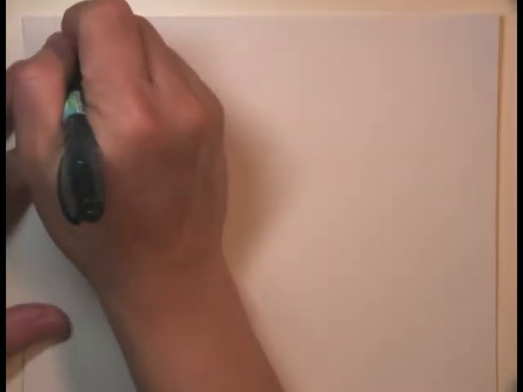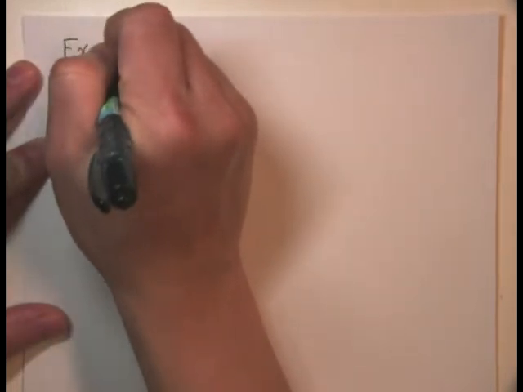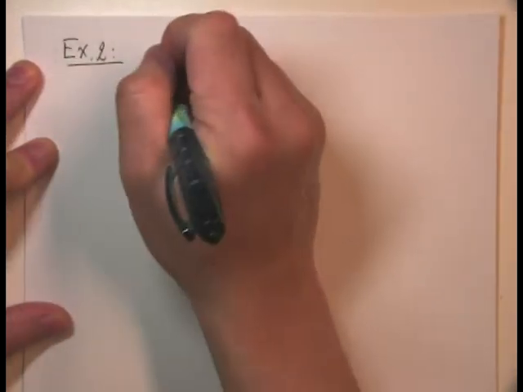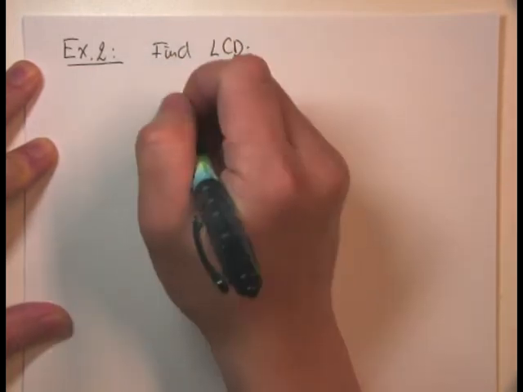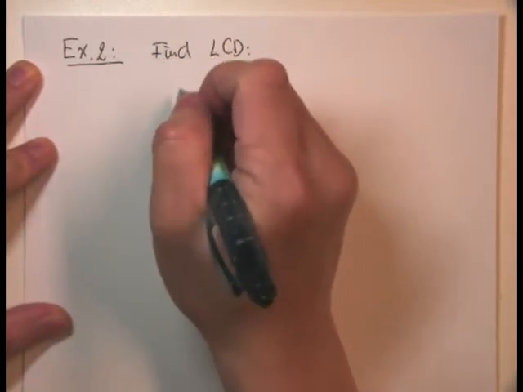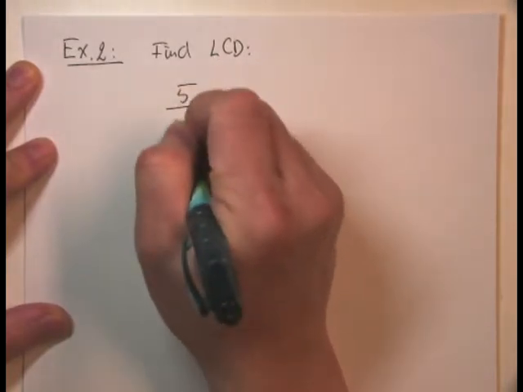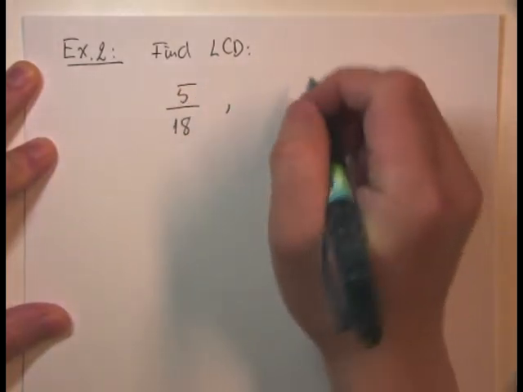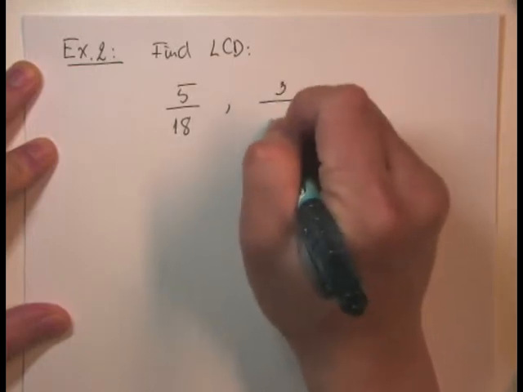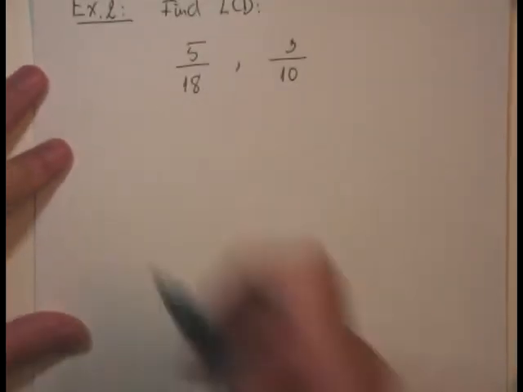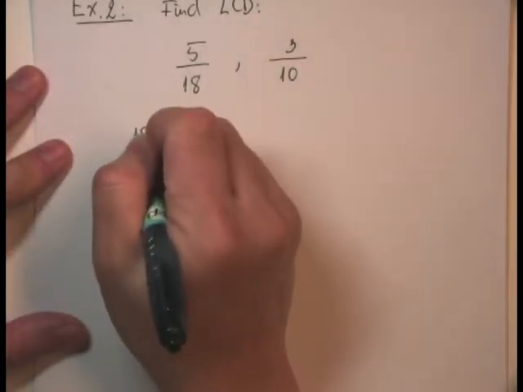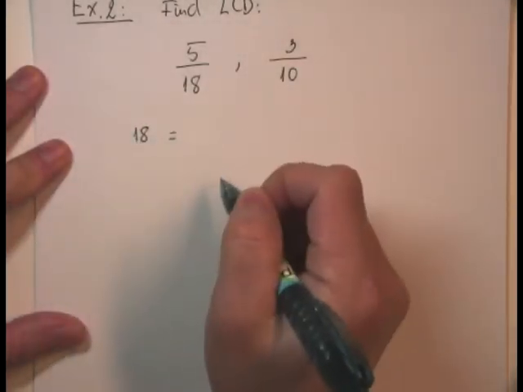In the second example, let's try to find the LCD again. The two fractions here are 5 over 18 and 3 over 10. Once again, step number 1 is to list all prime factors of each denominator.